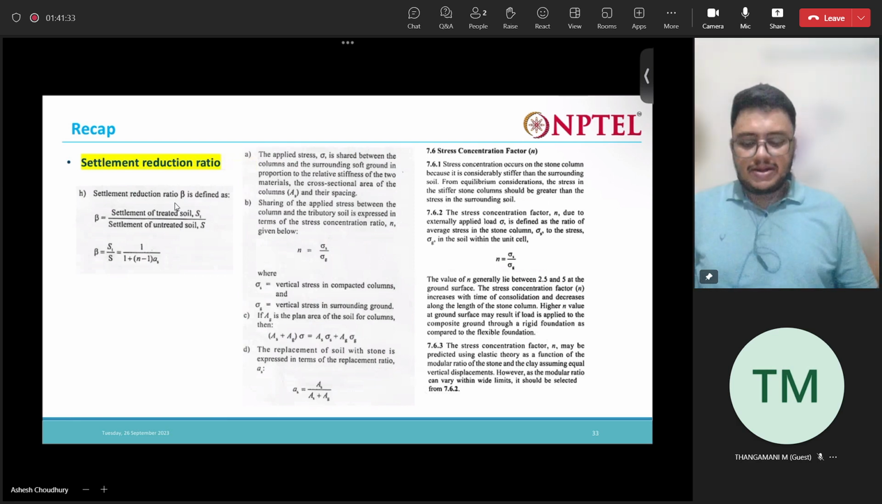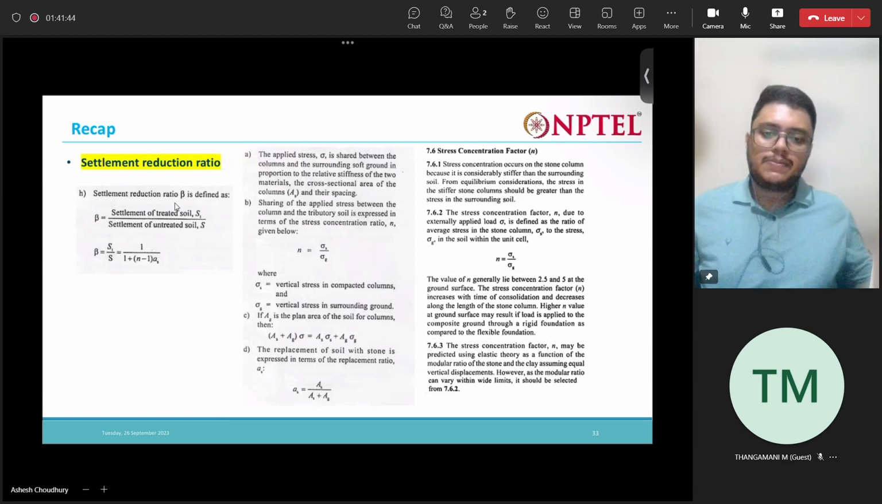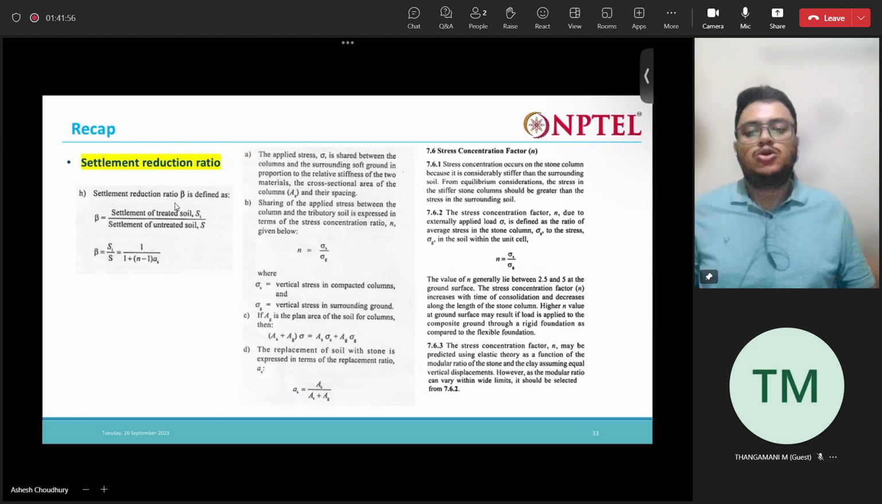Now, settlement reduction ratio. This is also given in the same IS code. So what is the settlement reduction ratio? The settlement reduction ratio is the ratio of the settlement of the treated soil to the settlement of the untreated soil. Obviously, due to the use of this stone column, the settlement of the soil is going to reduce. How much reduction is happening is given by the settlement reduction ratio beta.